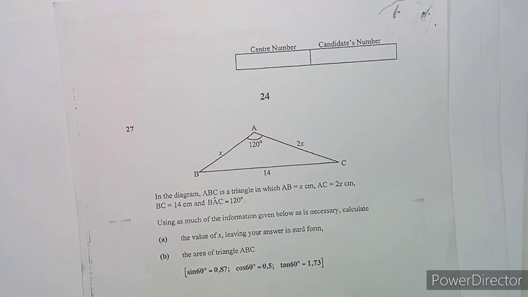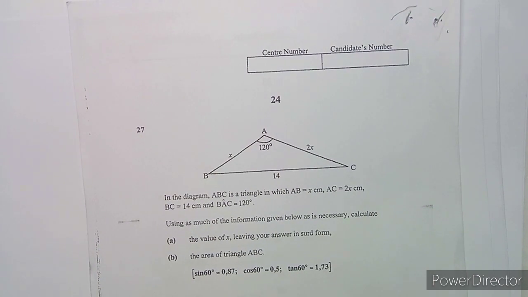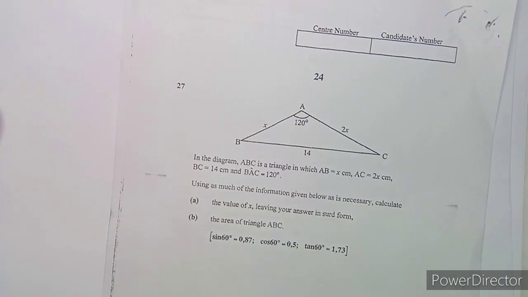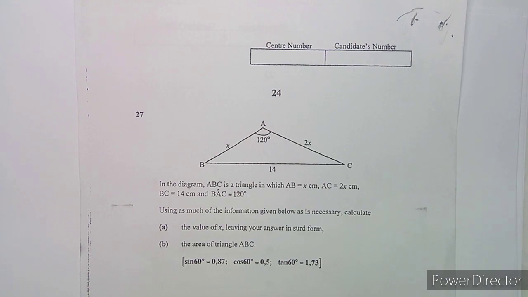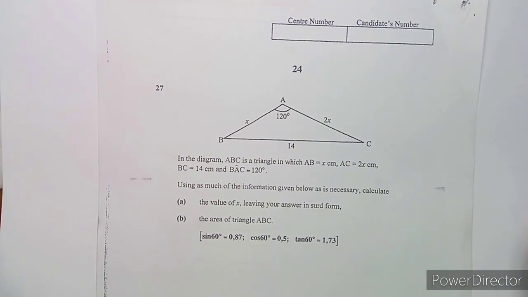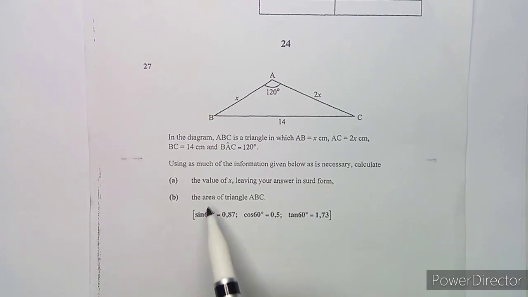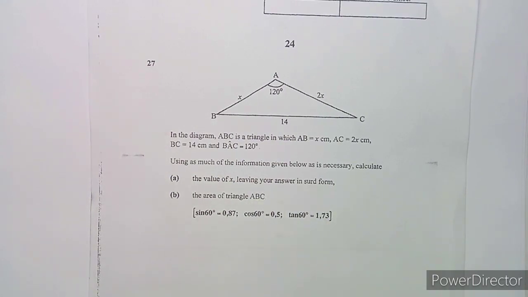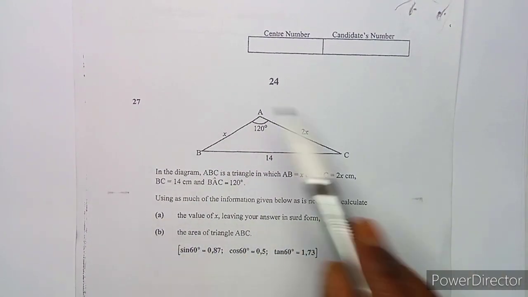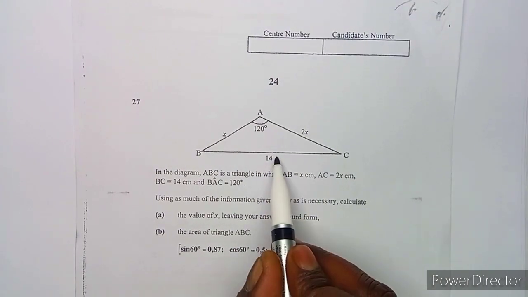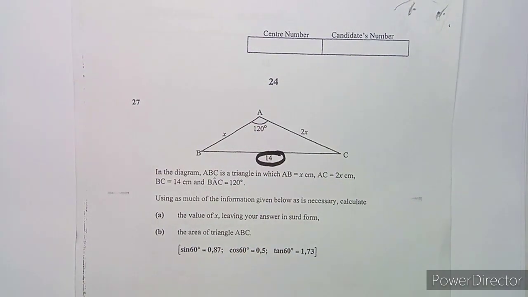Then we are given another part here, number 27, where we have information from our solving of triangles, but it's a non-right angle triangle, and we are given some of the information for this triangle, sine 60 and all this. Then the question is to calculate the value of x, leaving your answer in surd form. So you wonder, how can I find x? Actually, this is a completed diagram. We have got three sides. But just imagine, guys, if this BC was not there, if this 14 was not there, how were we going to calculate this side?